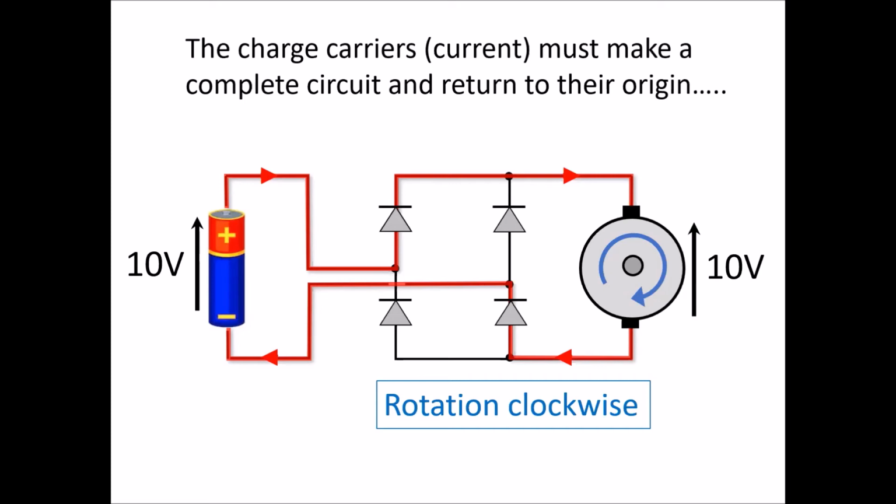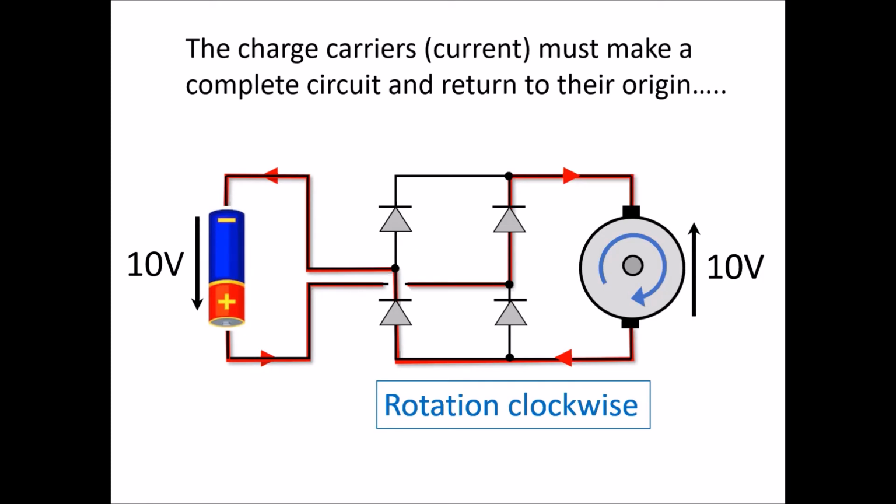When we switch the battery the other way up, the battery sends the current now out of the bottom, through the top of the motor, so the motor still wants to go clockwise. So that means when we change the polarity of the supply on the left, it doesn't change the polarity of the supply through the motor.